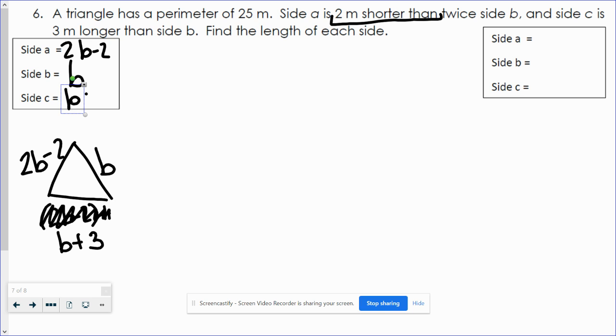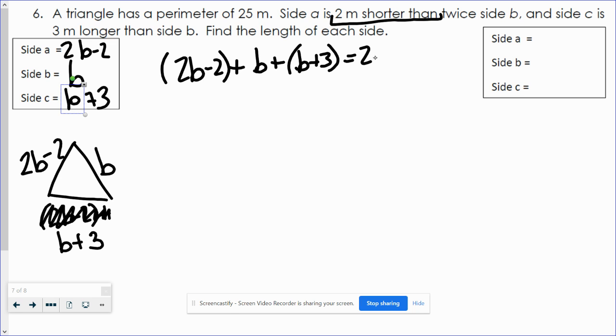Sorry for the extra boxes on this. I'm not quite sure how to use my stylus yet very well, I guess. These three are then going to be added up to get my perimeter. So I'm going to have 2B minus 2 plus B plus B plus 3 gives me my total.